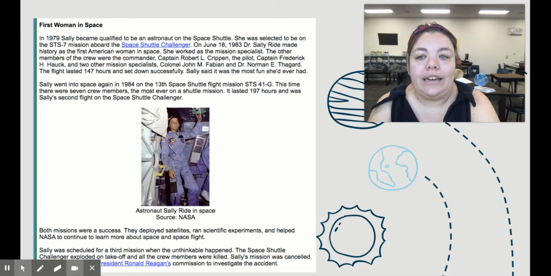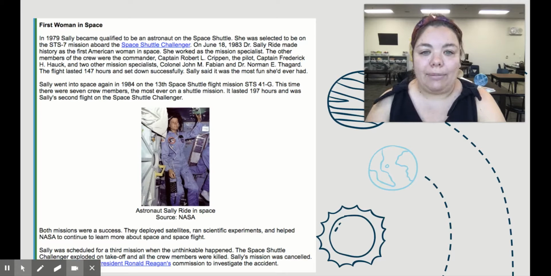In 1979, Sally became qualified to be an astronaut on the space shuttle. She was selected to be on the STS-7 mission aboard the Space Shuttle Challenger. On June 18, 1983, Dr. Sally Ride made history as the first American woman in space. She worked as the mission specialist. The other members of the crew were the commander, Captain Robert L. Crippen, the pilot, Captain Frederick H. Hawk, and the two mission specialists, Colonel John M. Fabian and Dr. Norman E. Thagard. The flight lasted 147 hours and set down successfully. Sally said it was the most fun she'd ever had.